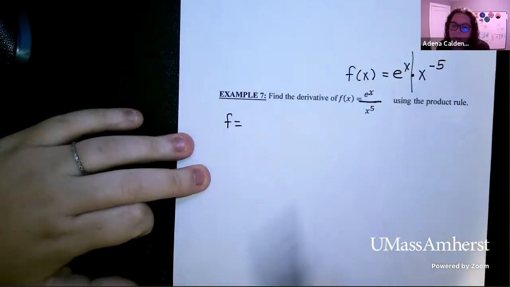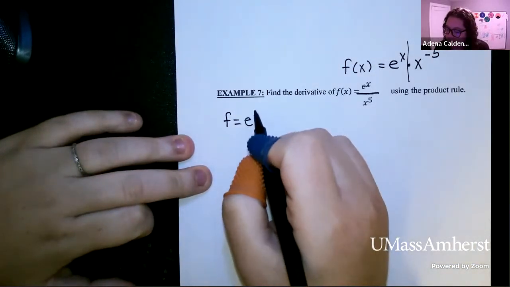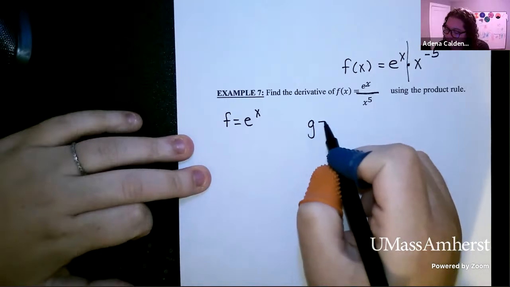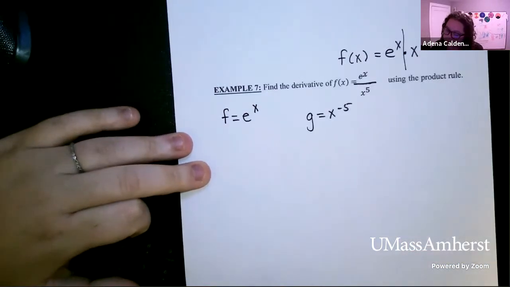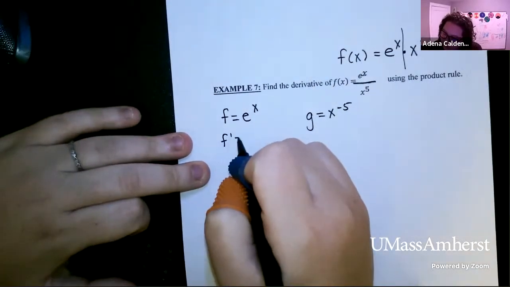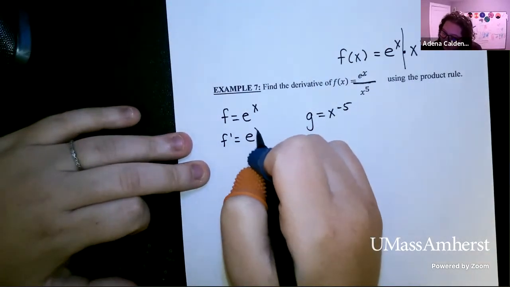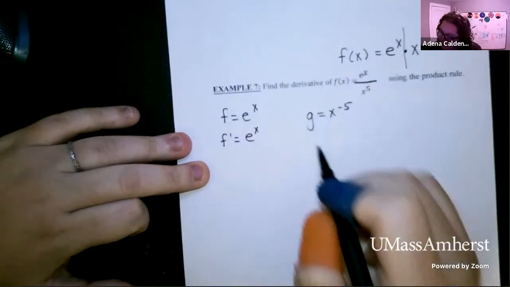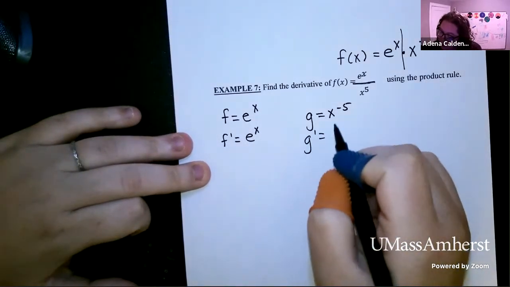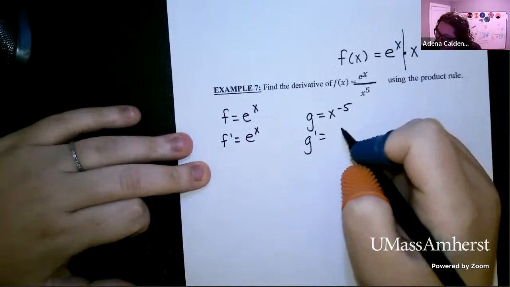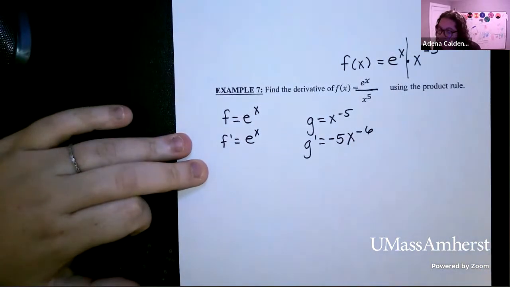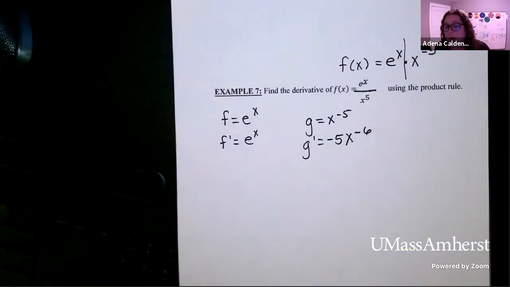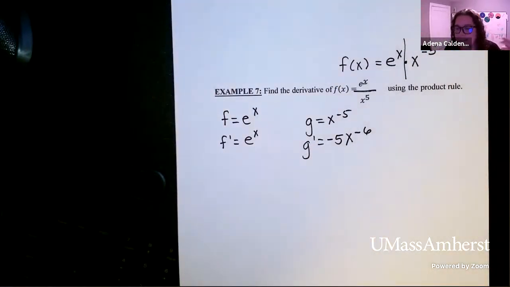So here, my first function is e to the x. And my second function is x to the negative 5th. Right? So now we want to take each of their respective derivatives. The derivative of e to the x is e to the x. And the derivative of x to the negative fifth is negative 5x to the negative 6. So remember, when you have negative exponents, they get more negative when you take the derivative.